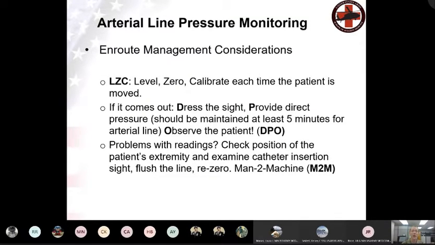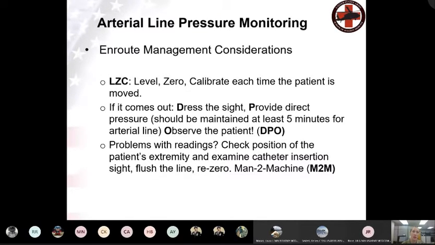Now, with any of the interventions that we are doing, it's going to be critical that we follow a very specific assessment path. With that, we very much need to start with our patient, okay? The mnemonic or that path is going to be man to machine. Our patient assessment is the most important thing that we can do to determine what's going on. After we have assessed our patient, we can move backwards back to the machine.